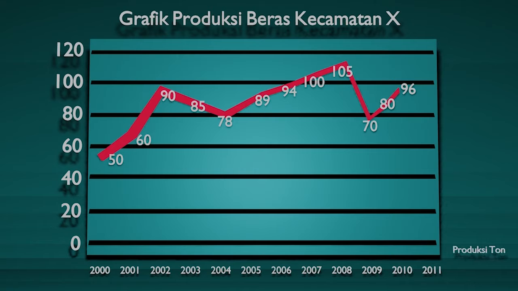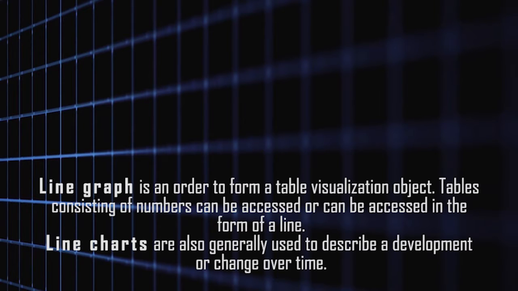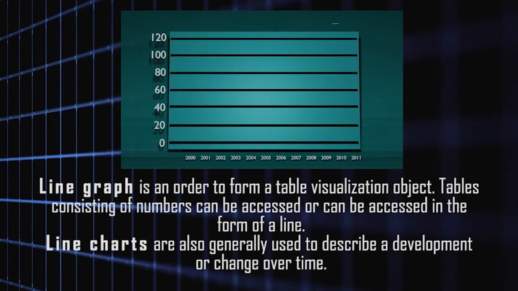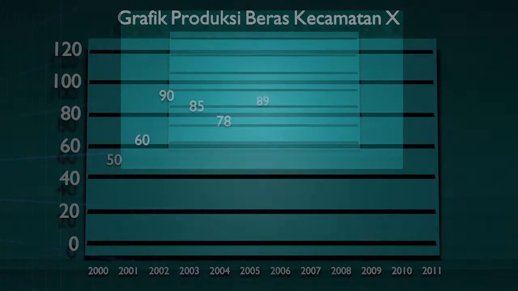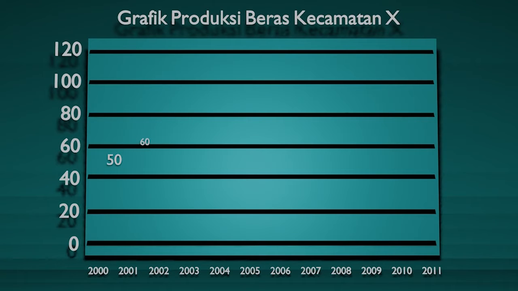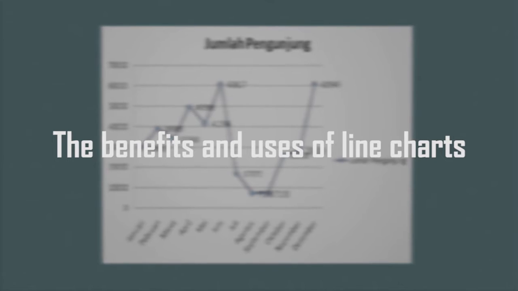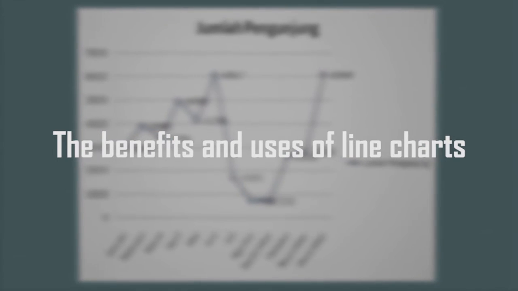Okay, this is the topic. A line graph is a table visualization object. Tables consisting of numbers can be accessed in the form of a line. Line charts are also generally used to describe a development or change over time. Next, these are the benefits and uses of a line chart.